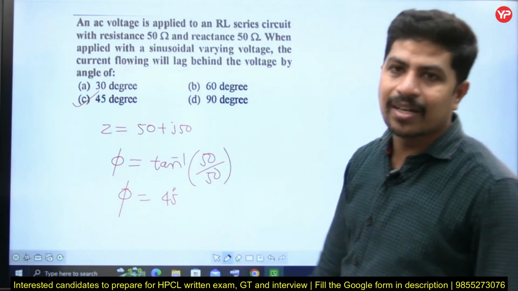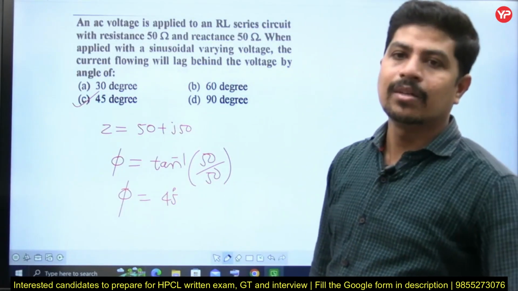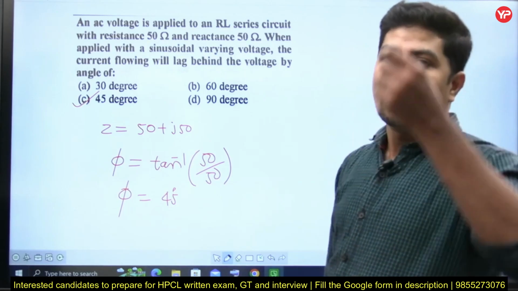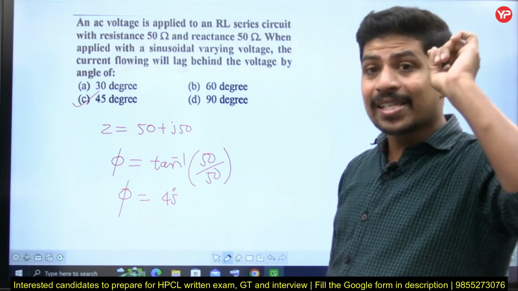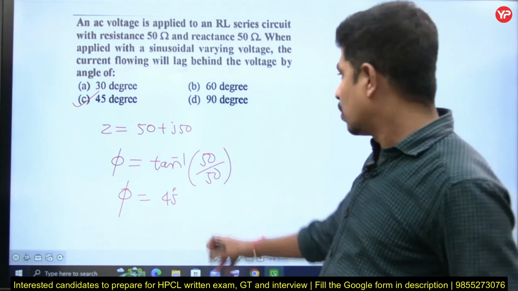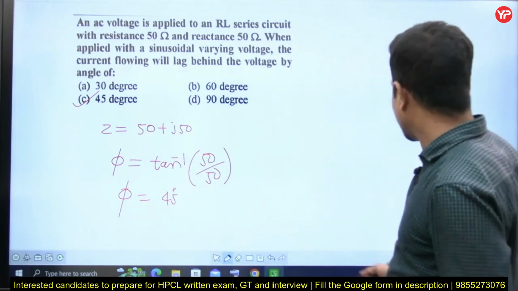What is the angle of Z? Because I is equal to V by Z. So the current lags behind the voltage by the angle of Z, because the voltage angle is 0, V at angle 0 divided by Z. So it lags by 45 degrees, choice C.